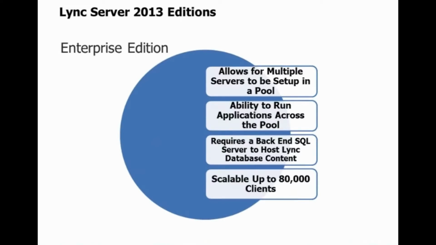Now, the Enterprise Edition of Microsoft Lync Server, on the other hand, allows you to set up multiple servers in a pool. It's kind of like an array of servers that work together supporting common users. These servers have the ability to run applications across the pool, so if one of your servers goes down, the other servers in the pool can still service your clients and run the applications for the pool. If you set up an Enterprise Edition pool, it does require a back-end SQL server to host your Lync database content. An Enterprise Edition pool is scalable up to 80,000 clients. So not only does this provide high availability, it also provides much more scalability.